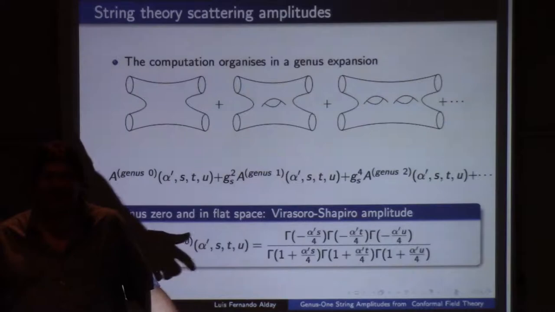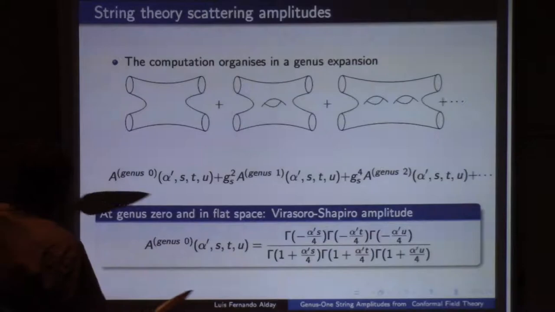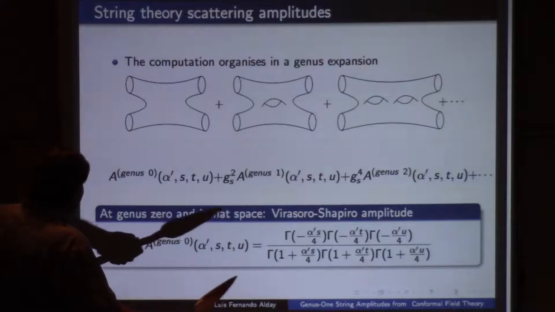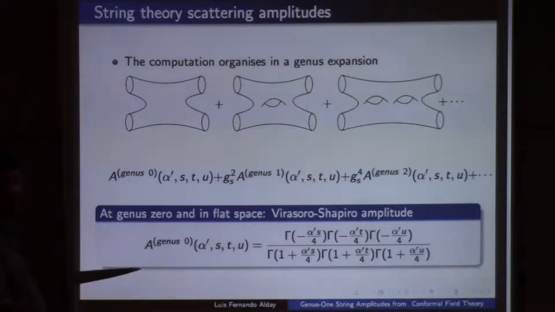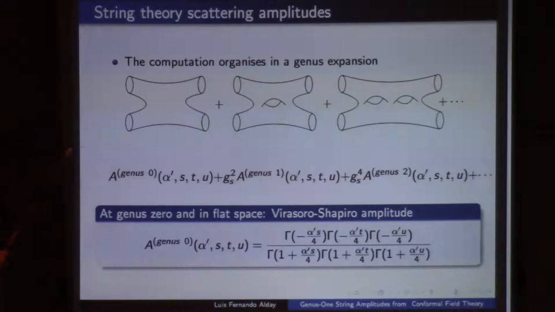Already in the old times of string theory, this is one of the first things that has been done, the amplitude for four gravitons or massless states, at genus zero and in flat space, was computed, and it is given by the Virasoro-Shapiro amplitude. It is a beautiful expression, completely symmetric in these three Mandelstam variables, s, t, and u, and which is some function of alpha prime. So if you are at tree level, so you have this genus zero, and in flat space, you know what the expression is. And the expression is quite nice. Is that okay? So we have known this for some time.